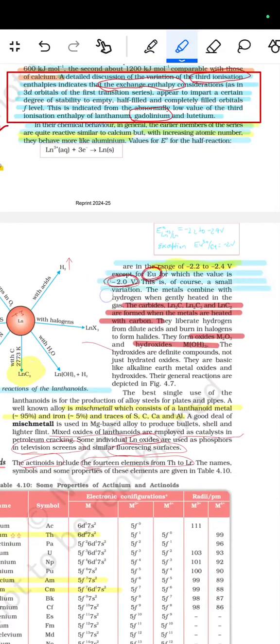The metals combine with hydrogen when gently heated in the gas. The carbides Ln3C, Ln2C3 and LnC2 are formed when the metals are heated with carbon. They liberate hydrogen from dilute acid and burn in halogens to form the halides. They form the oxides M2O3 and the hydroxides M(OH)3. The hydroxides are definite compounds, not just hydrated oxides. They are basically just like alkaline earth metal hydroxides. Their general reactions are depicted in Figure 4.7.